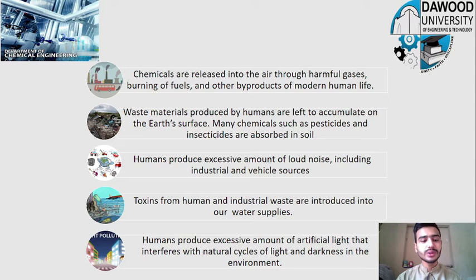The number fourth is water pollution. Water pollution is the biggest task to eliminate. Many industries produce their wastewaters and spill them out into the rivers. Then rivers connect to the sea and pollute the whole marine life system. The last one is light pollution. Basically, humans produce excessive amounts of artificial lights that interfere with natural cycles of light and darkness in the environment, which affects those animals that rely on lights for navigation and to hunt their prey.